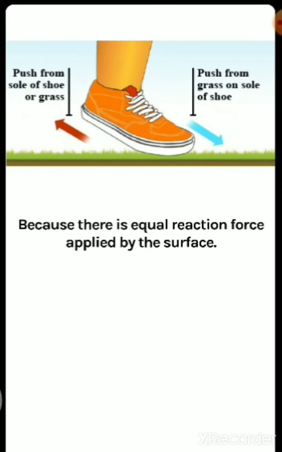So because there is an equal reaction force applied by the surface also, we are applying our foot. With the help of our foot, we are pressing on the surface. At the same time, that surface is applying a reaction force on the foot. Yes or no? Push from the sole of shoes on the grass, then push from the grass on the sole of shoes. So here also we can see that action and reaction forces exist in pairs, and the amounts are the same, but opposite in directions.